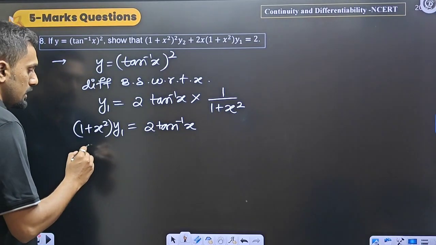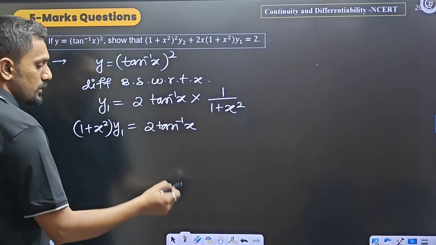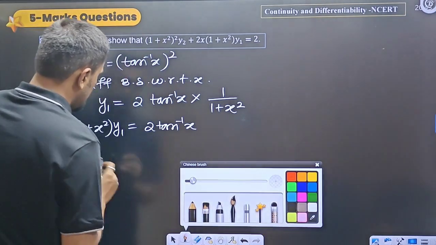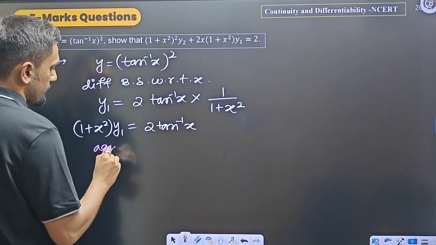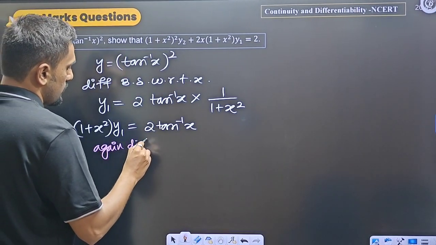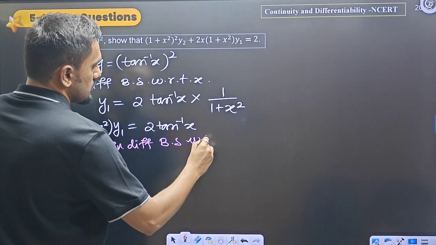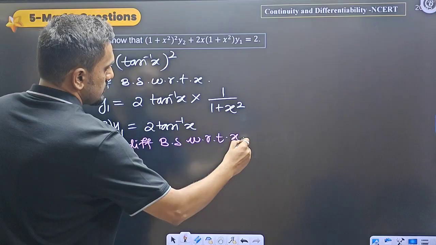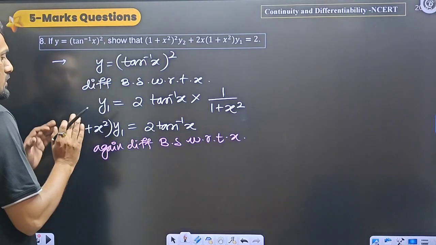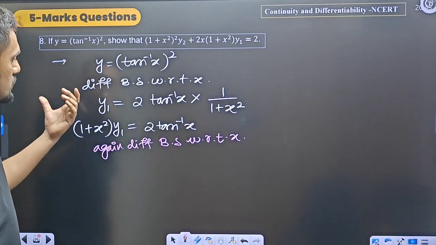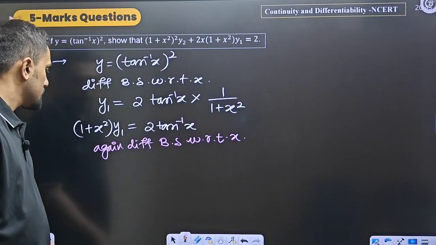Okay, now I will differentiate this again with respect to x. So again differentiating both sides with respect to x. To differentiate this, I should use the product rule.